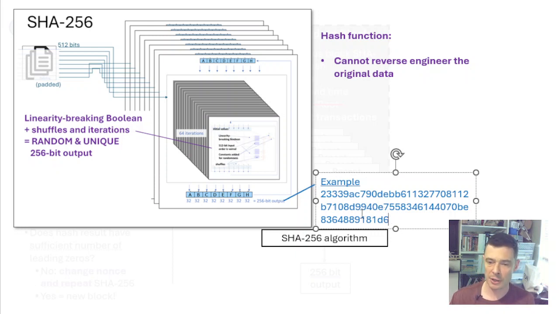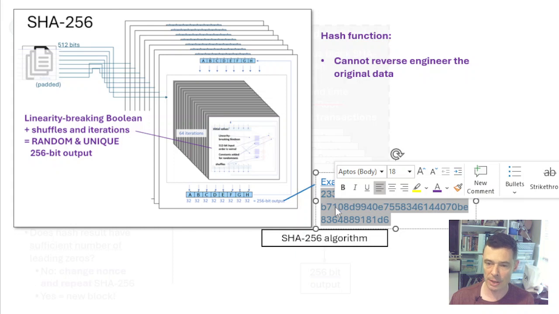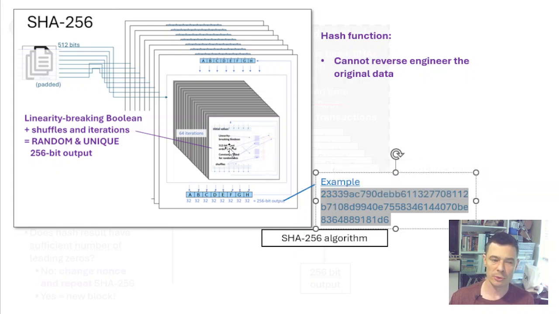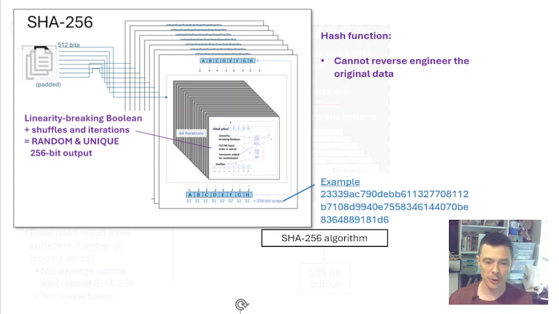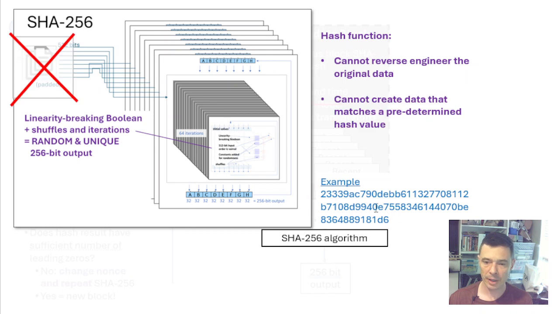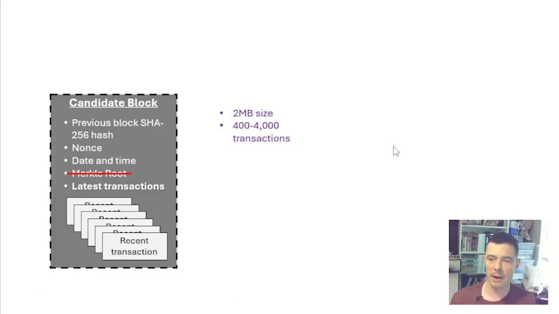And if you're given this as a starting point, there is no way to reverse engineer or trace back this process to arrive at the original data. And further, if you're given this and you're not given the original data, there's no way that you can create your own data that you can put through this process and yield this hash value. So that's a quick recap on the hash functions.